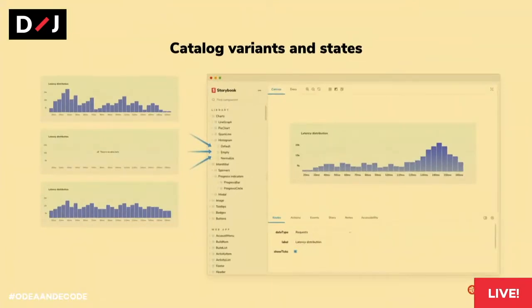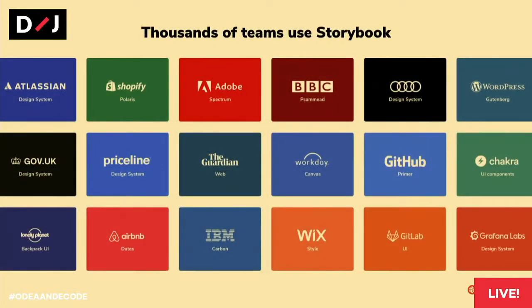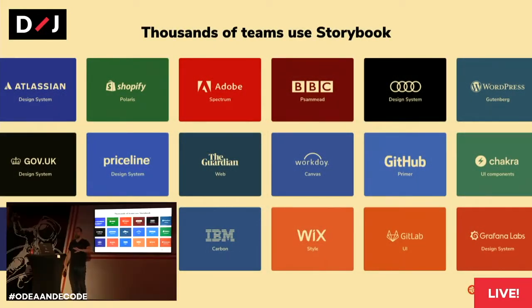And you might think, well, why would I want to do that? Why would I want to catalog variants and states? What does it even mean? Well, before I get into that, know that thousands of teams across the world use Storybook. Storybook is not a new thing. It's been around for many years.